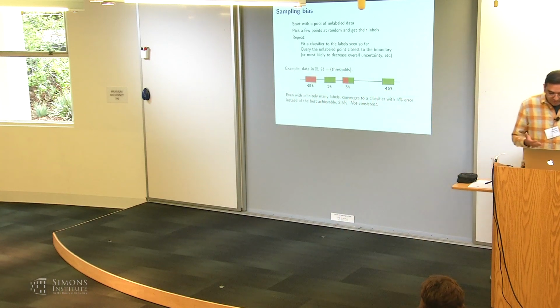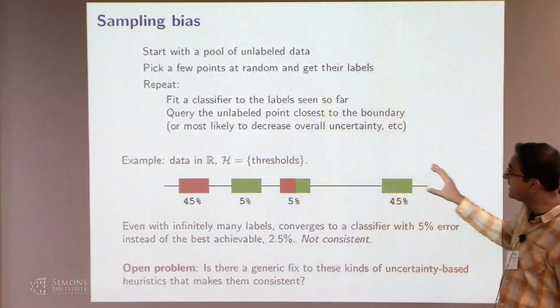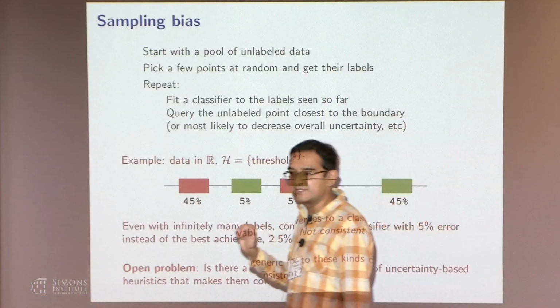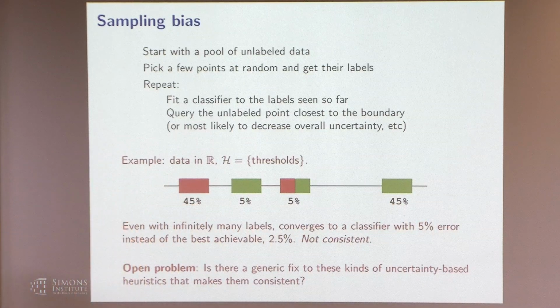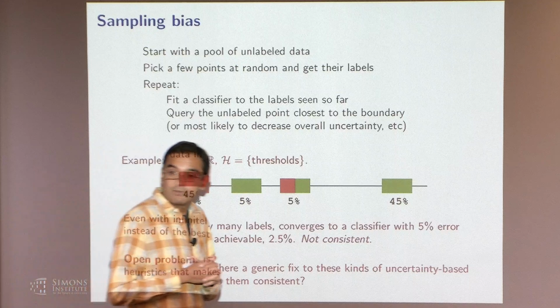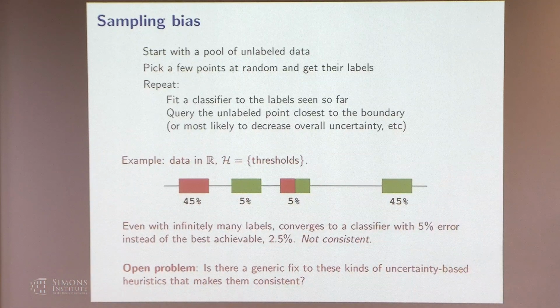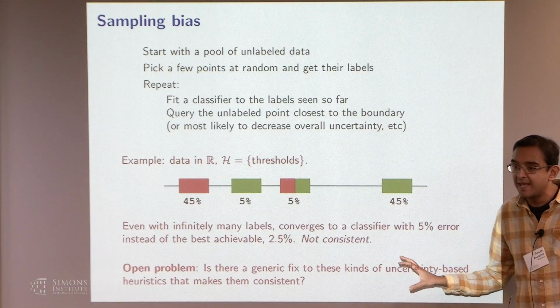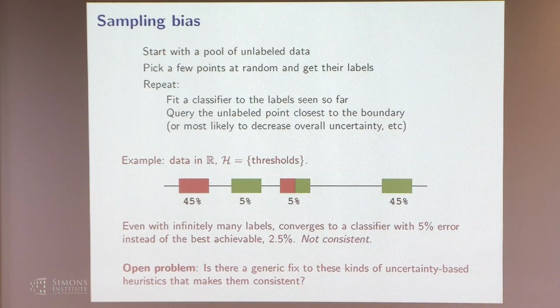And so I'm going to be mentioning a lot of open problems because, although there's some work that has been done in this area, I would say that it's largely open. And one of them is really to find a generic fix to these kinds of heuristics. So we have these uncertainty-based heuristics. Is there a way to augment them with some random sampling and perhaps reweighting that will at least make them statistically consistent? Forget about being optimal in terms of the number of labels. That's an open problem, and people have thought about it, but it's tricky. So that's one open problem.